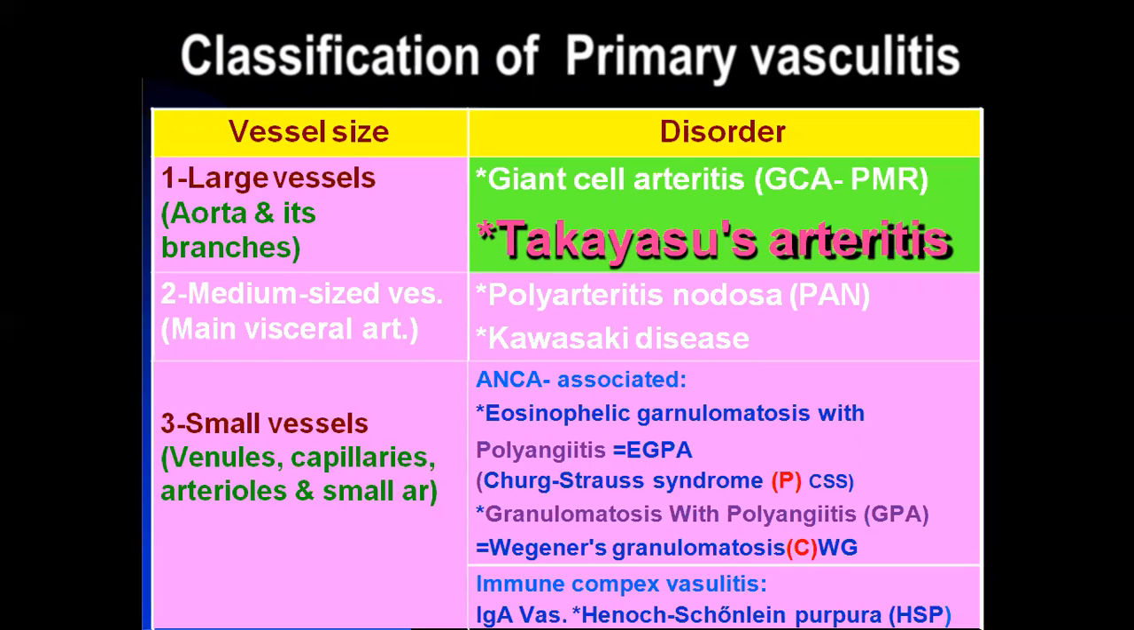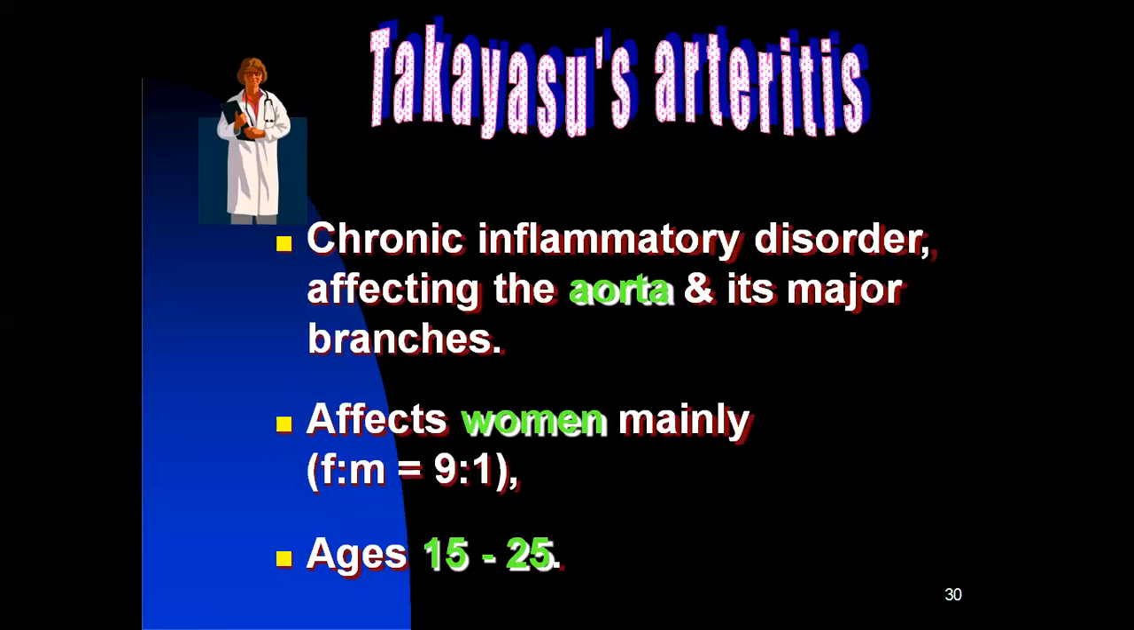This was a classification chart, and the next arteritis in discussion would be Takayasu's arteritis. This type of arteritis is a chronic inflammatory disorder. It affects the aorta and its major branches. It affects women mainly, and the female to male ratio is around 9:1. It affects females at a very early age, around 15 to 25, unlike giant cell arteritis, where the age affected was more than 50 years.